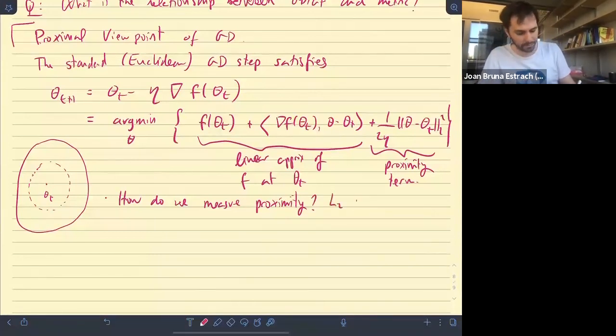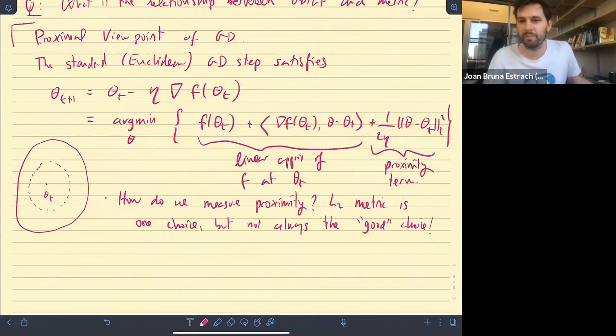The L2 metric is one option, one choice, but not always the good choice.